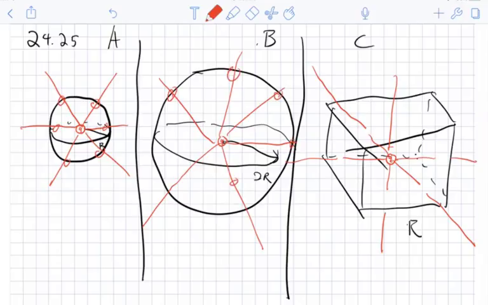I guess I didn't draw the arrows. For a line to leave, it has to pass through one of the surfaces, right? And the last one has 6 lines leaving it. And no matter what kind of shape I enclose the charge with, those 6 lines have to pass through it. So they all have the same flux.